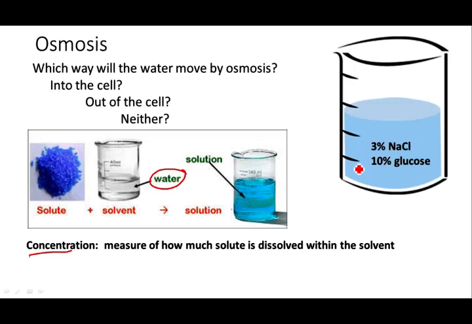So for example, we could have a solution that was both 3% sodium chloride and 10% glucose, and that would mean that the total solute concentration was 13%. Okay? So that means 13% of that solution is some kind of solute. It actually doesn't matter what kind it is. It can be a total mix of different ones. It is the total solute concentration that matters. So if it's 13% total solutes, then it's just 87% water.